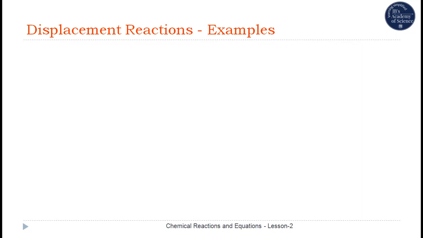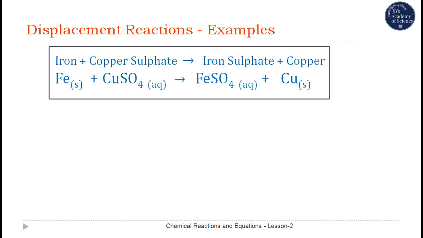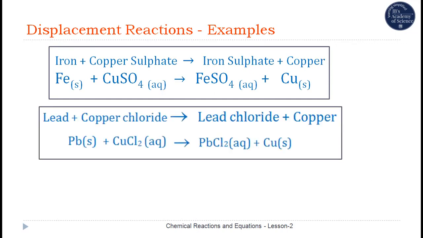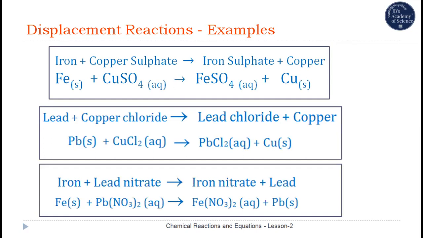Let us see more examples for displacement reactions. So instead of zinc, if we place iron in copper sulfate solution, it will displace copper and become iron sulfate. Iron plus copper sulfate gives iron sulfate plus copper. Lead plus copper chloride gives lead chloride plus copper. Iron plus lead nitrate gives iron nitrate plus lead. These are some examples for displacement reactions.